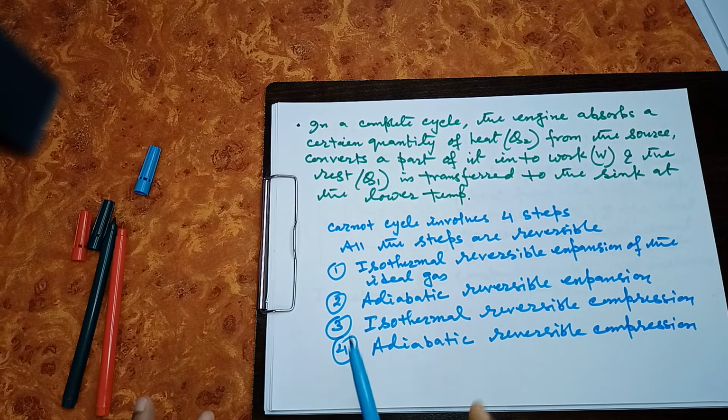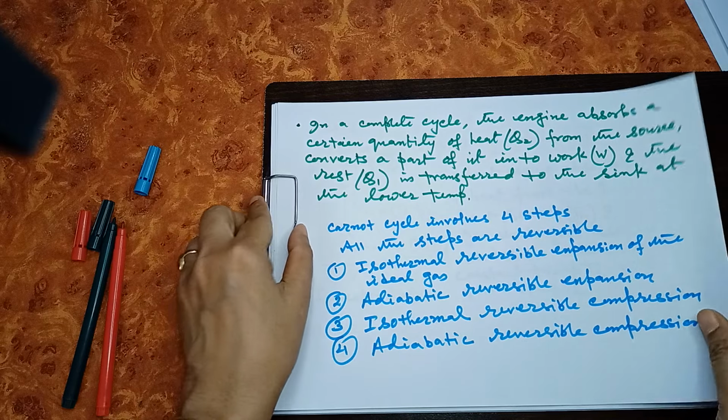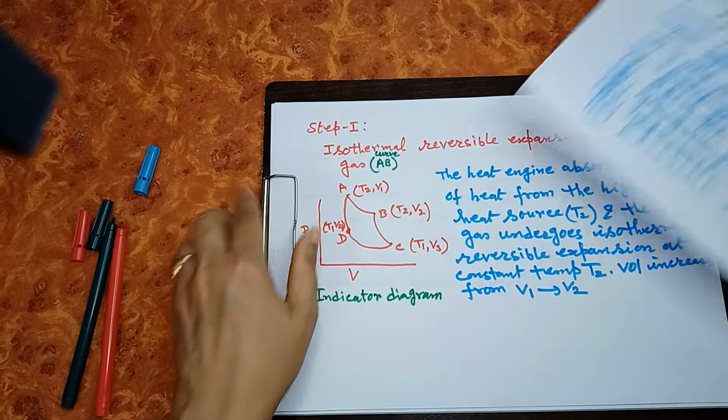Now, what are the 4 steps? First step, isothermal reversible expansion of the ideal gas. Second step, adiabatic reversible expansion of the ideal gas. Third step, isothermal reversible compression of the ideal gas. And fourth step, adiabatic reversible compression. So, now let's see all the steps.